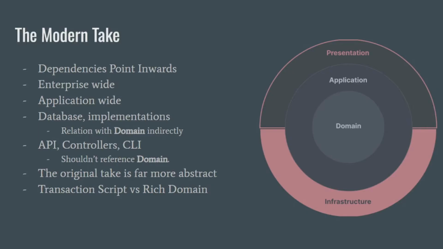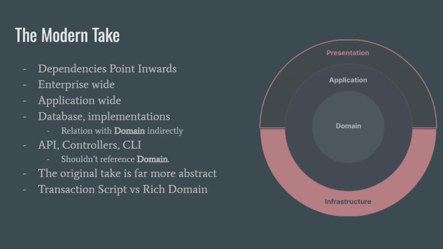Then we have the infrastructure layer. This infrastructure layer contains the database. It contains the event bus. It contains an email service. The whole idea behind this infrastructure layer is to implement the interfaces that the application layer needs. It's also allowed to talk to the domain layer.